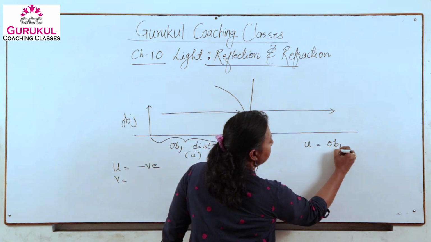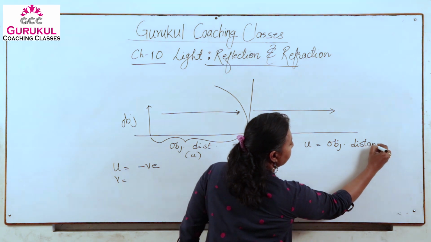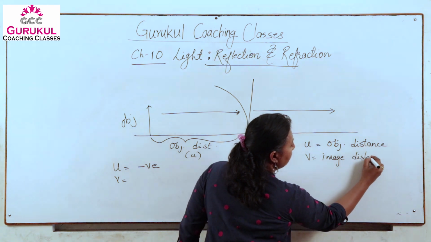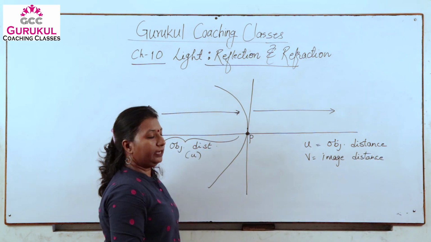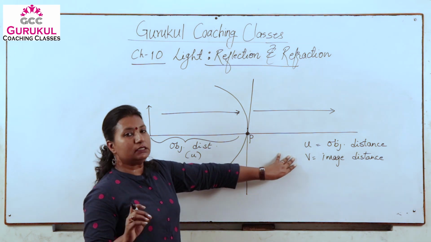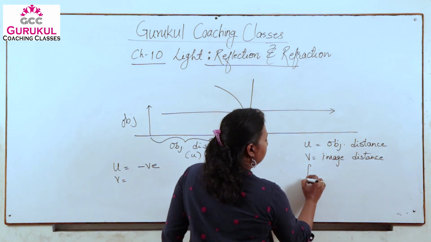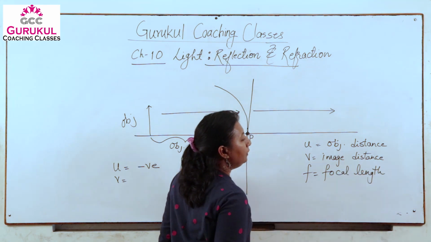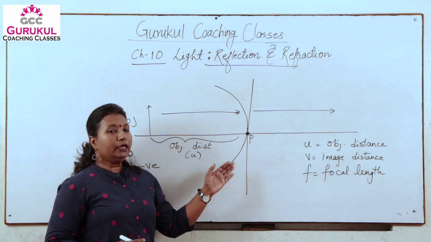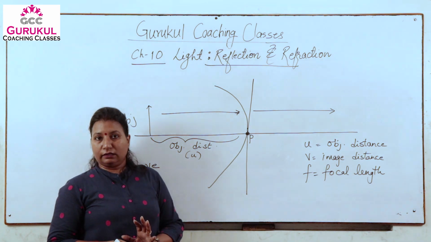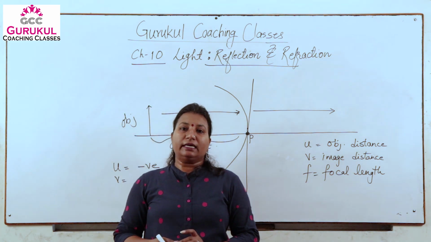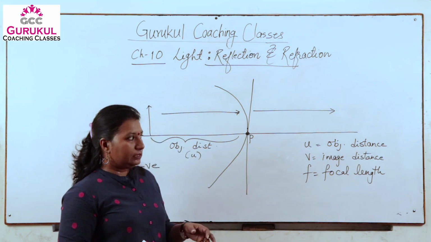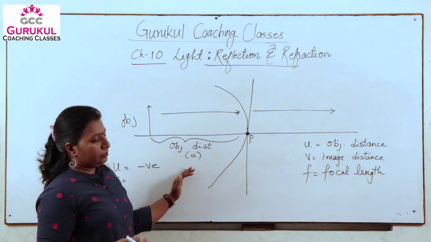U is the object distance, V is the image distance, which we take from the pole, right? We are always taking all these distances from the pole. F is the focal length. While doing the numericals, the negative and positive signs make a lot of difference, so we have to take the sign very precisely. For that we must know the sign convention.